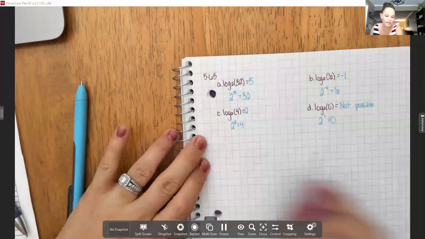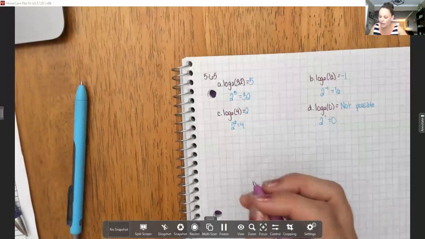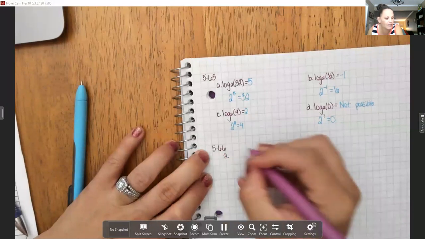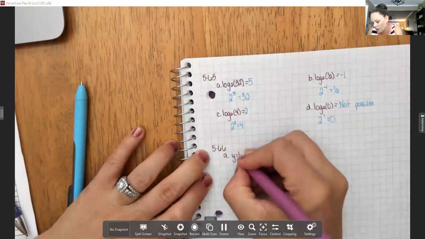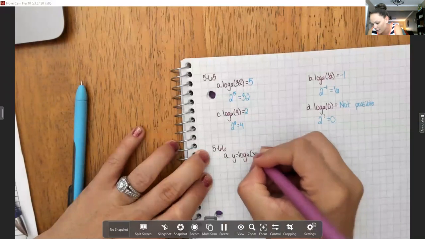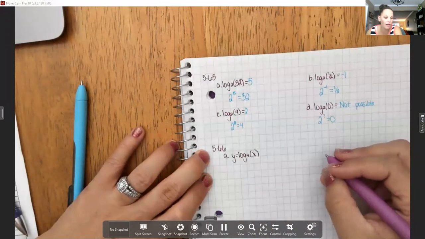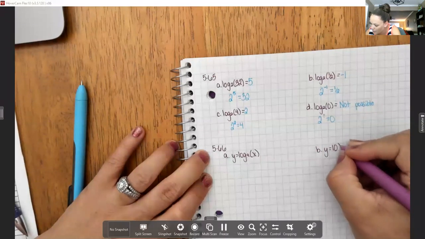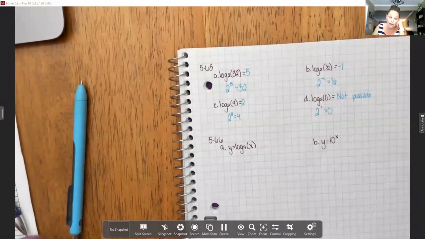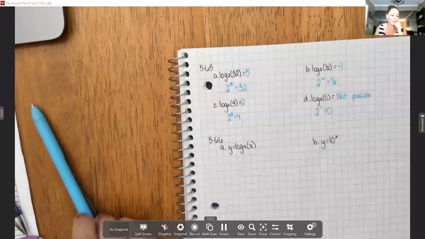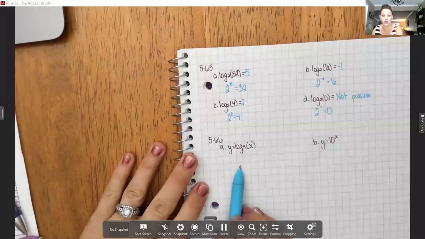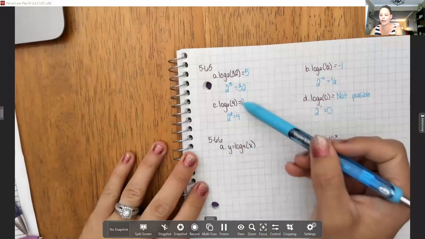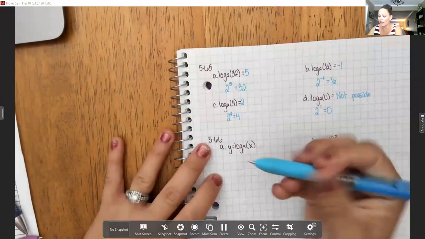And then we're gonna skip E through H and just do A and B on 66. So on 66, they give us the equation y equals log base 9 of x. And then B is y equals 10 to the x. And they want us to write the inverse. So they don't want us rewriting it. Here we were rewriting in exponential form. Here we want the inverse.